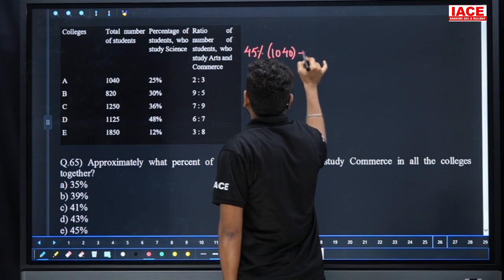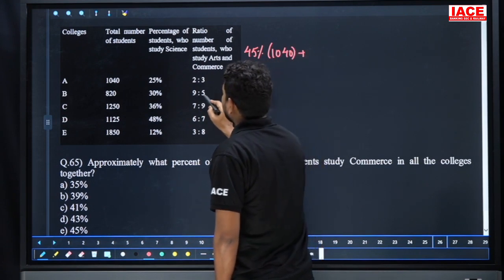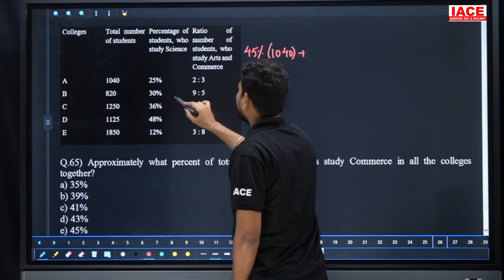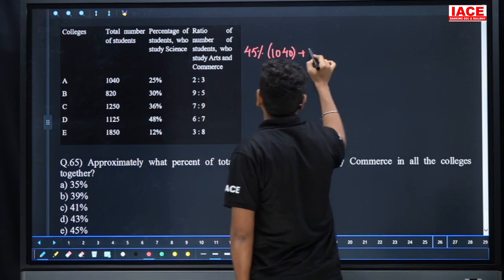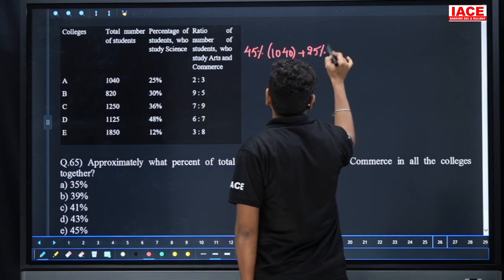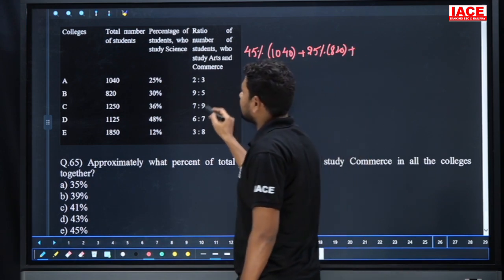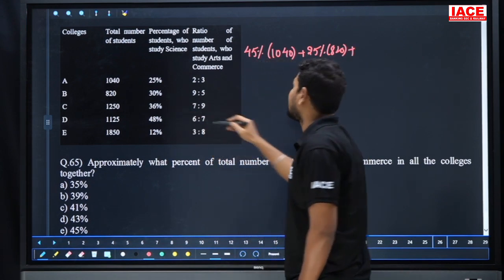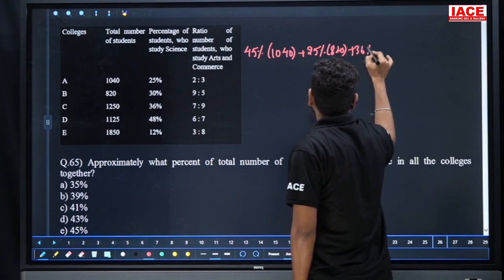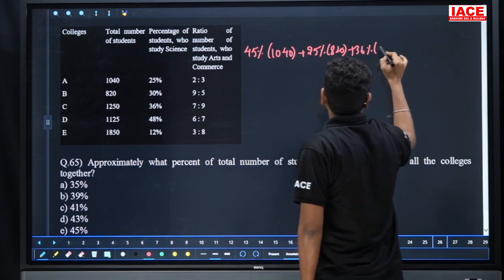1040, plus, and next 9 to 5, 5 parts is required, it is 14 to 5 is 70, it is 5 times 5, 5 is 25 percentage. 25 percentage of 820, plus next 7 plus 9 is 16, 16 to 64, it is 4 times 4, 9 is 36, 36 percentage of 1250.